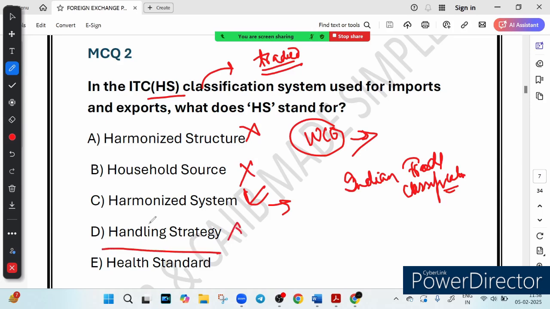Handling strategy, this is wrong. Handling strategy deals with logistics and supply chain, not trade classification. And the last option says health standard. Obviously this is misleading, because it applies to food, medicine, and public safety.